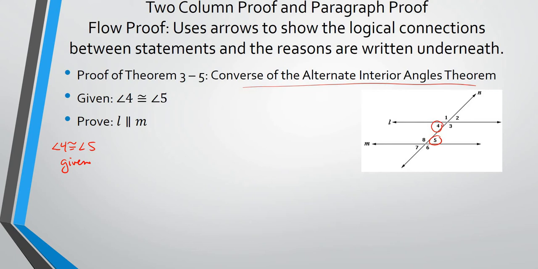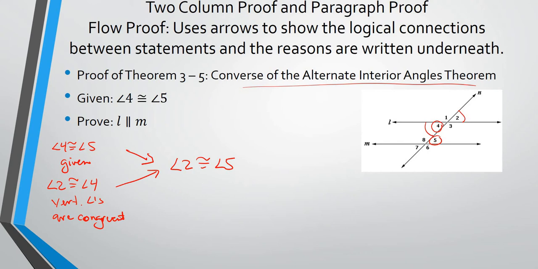I'm going to combine this with another piece of information, and I'm going to use the fact that 2 and 4 are also congruent because vertical angles are congruent. Okay, I'm going to combine these 2 pieces of information. I should have just said an arrow from there and an arrow from here. And I'm going to say that angle 2 is congruent with angle 5.